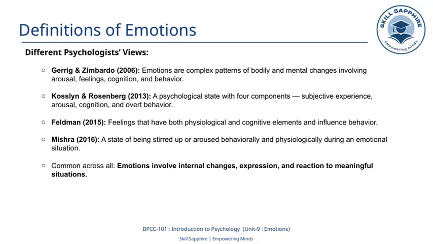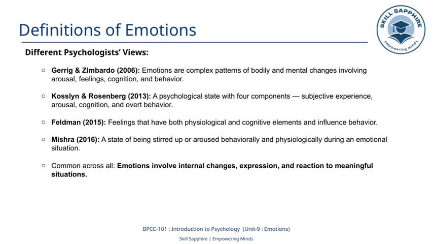Let's explore how different psychologists define emotions. Jarig and Zimbardo in 2006 describe emotions as complex patterns that involve both bodily and mental changes. These include arousal, feelings, cognition, and behavior, all working together to create our emotional experience. Koslin and Rosenberg in 2013 see emotions as psychological states with 4 key components: subjective experience, which is how we personally feel; arousal, or the physiological activation; cognition, meaning our thoughts about the situation; and overt behavior, which is how we express these feelings outwardly.